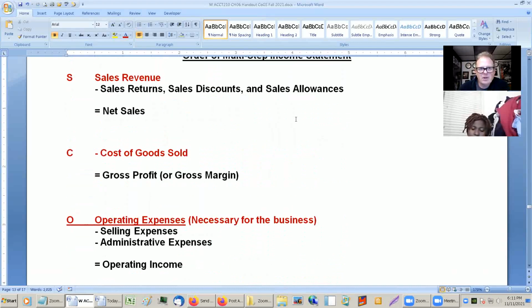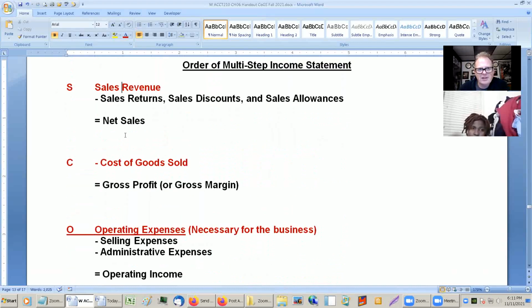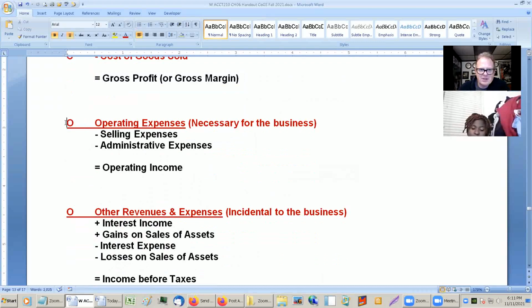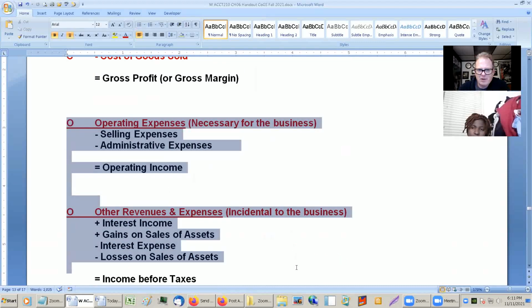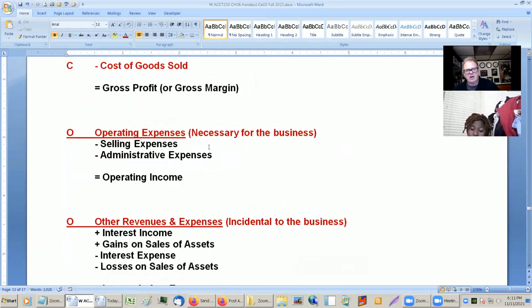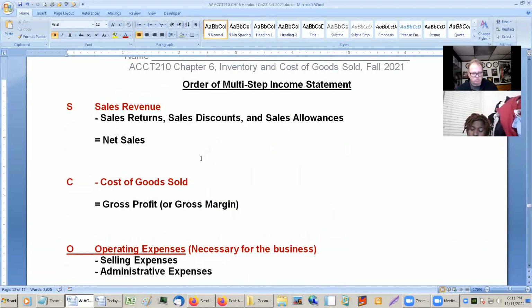So anyway, these first two we kind of already looked at, the sales and the cost of goods sold, getting us the gross profit or gross margin. We've already looked at those, but these are the additional expenses, and again, these are categorized by importance. Okay, well, let's go ahead and do one of these together.